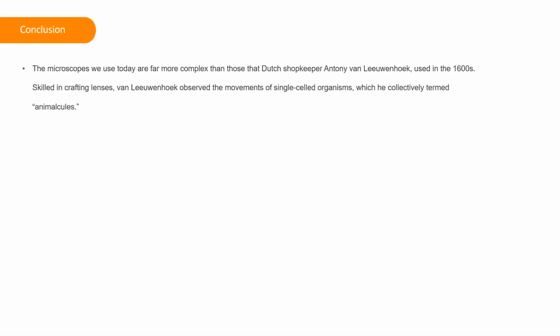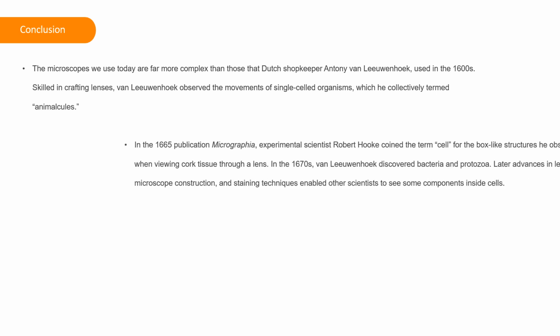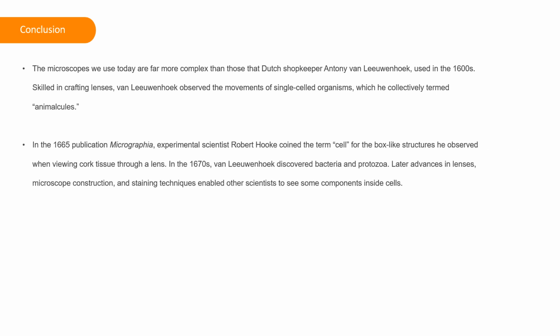The microscopes we use today are far more complex than those that Dutch shopkeeper Antony van Leeuwenhoek used in the 1600s. Skilled in crafting lenses, van Leeuwenhoek observed the movements of single-celled organisms, which he collectively termed animalcules. In the 1665 publication Micrographia, experimental scientist Robert Hooke coined the term cell for the box-like structures he observed when viewing cork tissue through a lens. In the 1670s, van Leeuwenhoek discovered bacteria and protozoa.